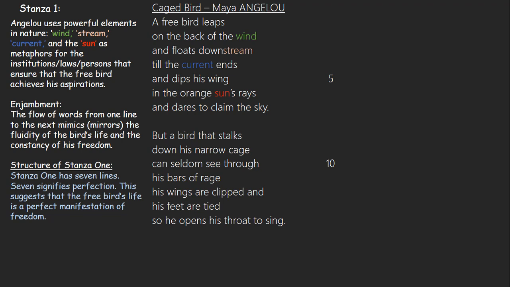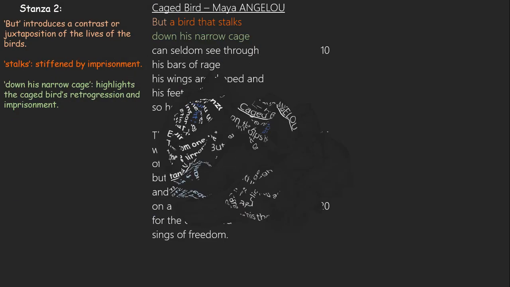In terms of the structure, the first stanza is made up of 7 lines. 7 signifies perfection. And I think that Angelou uses 7 lines because she wants to reveal to the reader that the free bird's life is a perfect manifestation of freedom. So there is nothing whatsoever in its way to impede him. And this is really important when you're speaking about the structure.